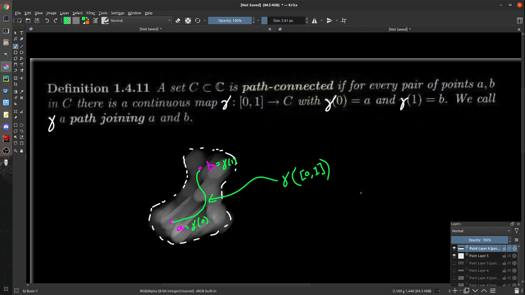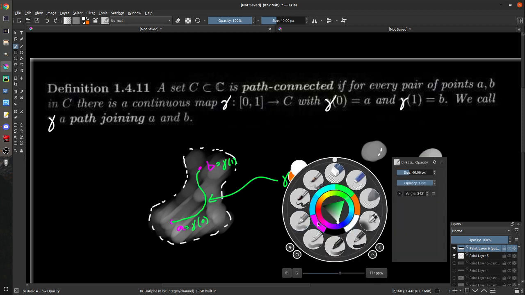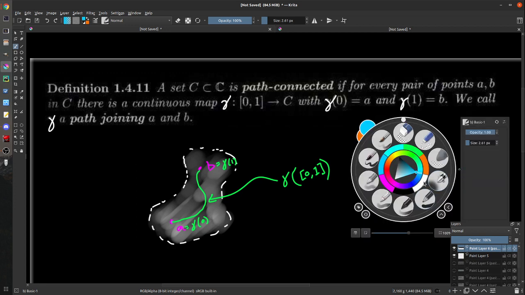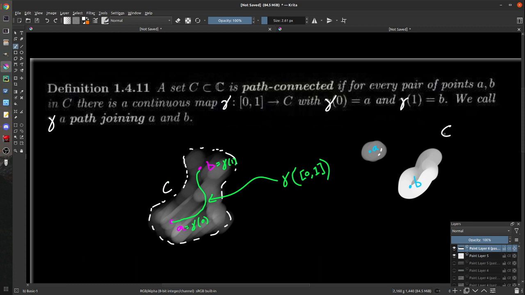All right. It seems like this is not a very interesting idea, but it lets you detect things like voids. Let's say your point A is over here and your point B is over here. In the previous case, this was our set C. If instead we're looking at C like this, where C is these two pieces, then notice A and B are two points that are not connected.